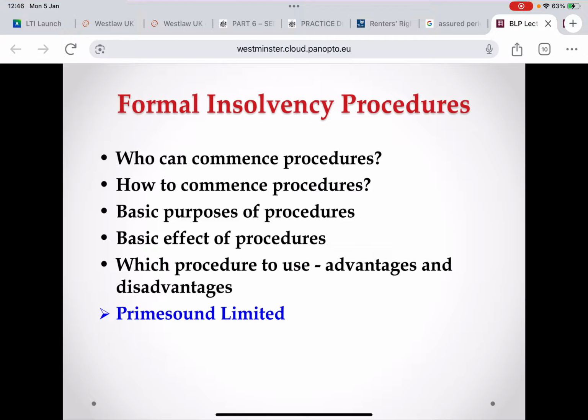We're dealing with a company called Prime Sound Limited, so we will be looking at it through the perspective of ordinary unsecured creditors, the perspective of the bank, the perspective of the directors of the company. As always, as the solicitor, you must identify who is your client, and you must act in their best interests. And we'll be thinking about these formal insolvency procedures, and what may or may not take place in relation to this company called Prime Sound Limited.